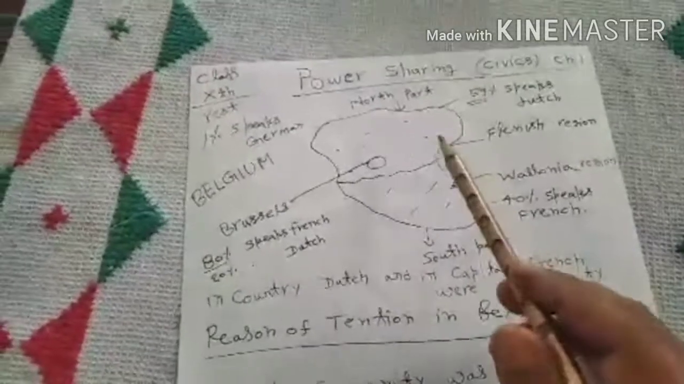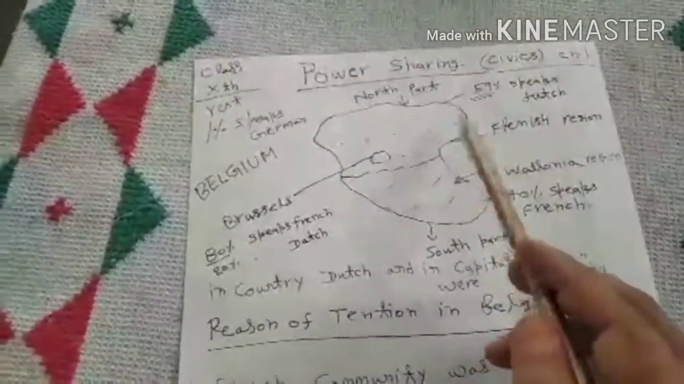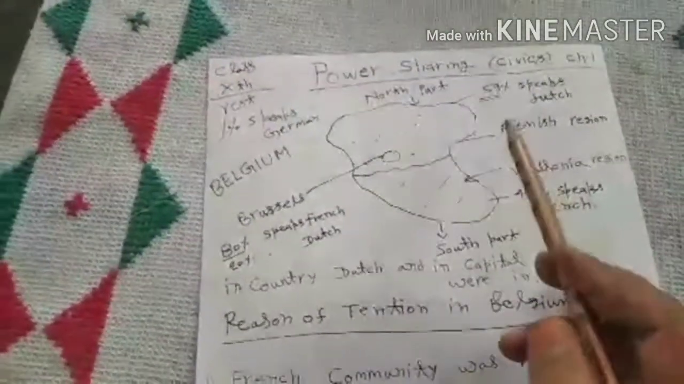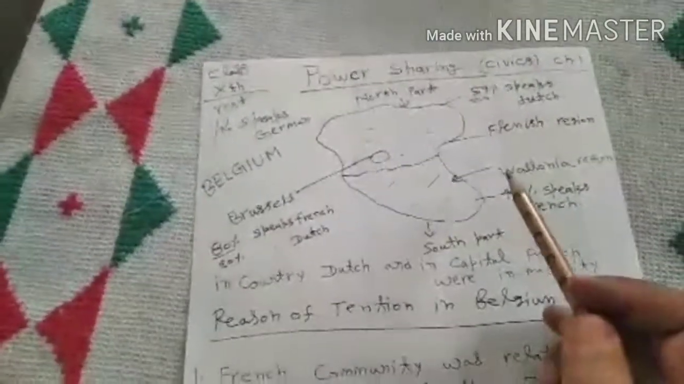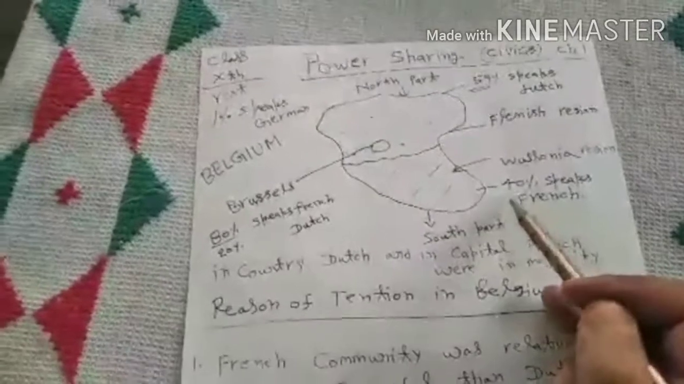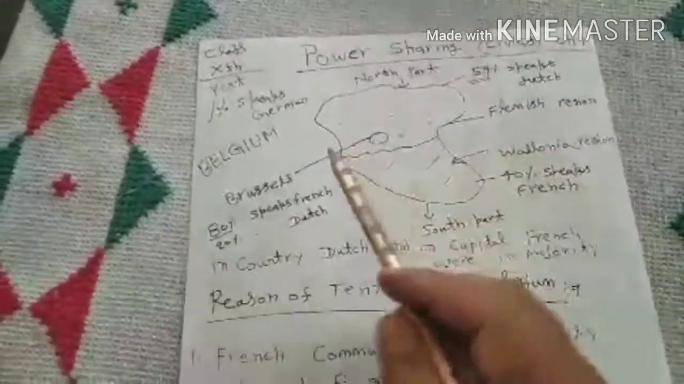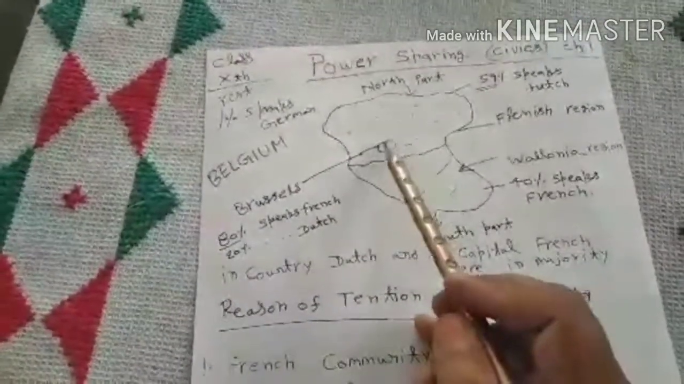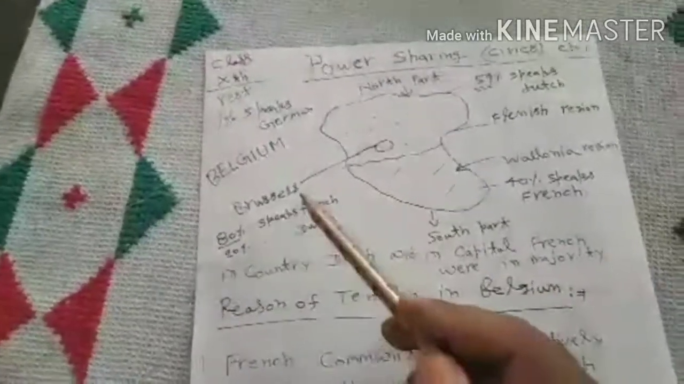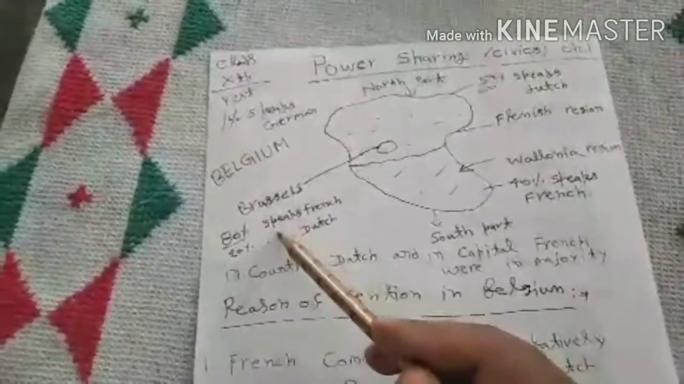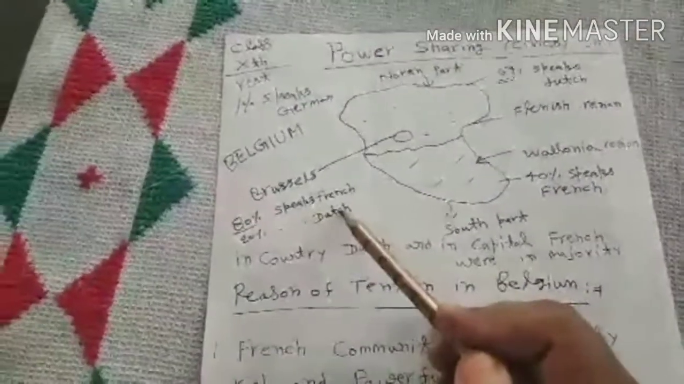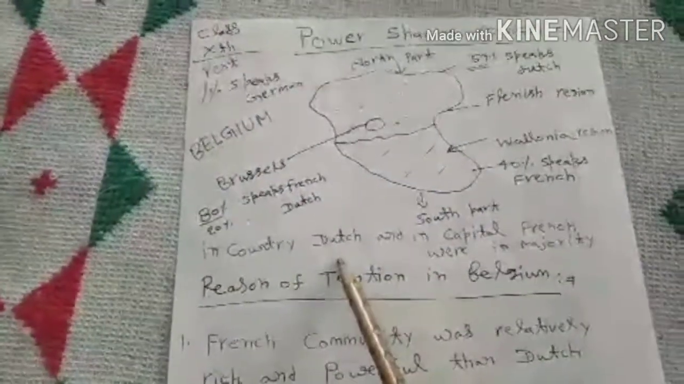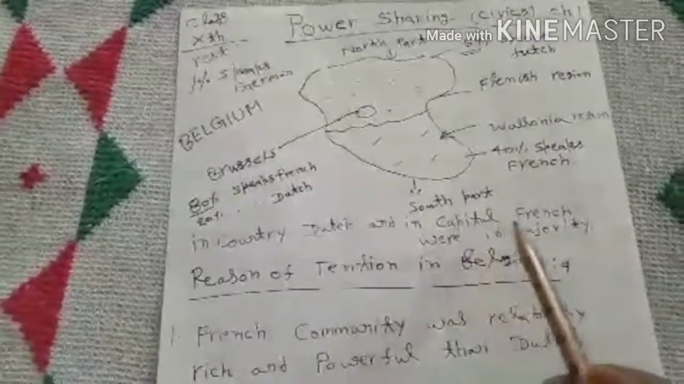In the northern part of Belgium, 59% of people speak Dutch, and that part is called the Flemish region. The southern part is called the Wallonia region, where 40% of people speak French, and the remaining 1% speak German. But the capital of Belgium is Brussels, where the system is different. There, 80% of people speak French and 20% speak Dutch. As you must have understood, in the country Dutch speakers are the majority, but in the capital French speakers are.